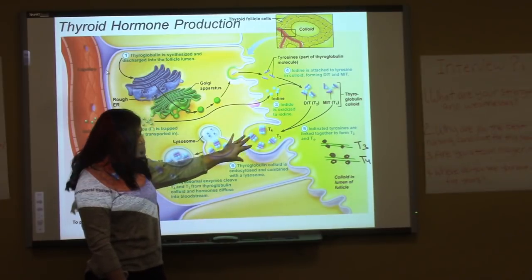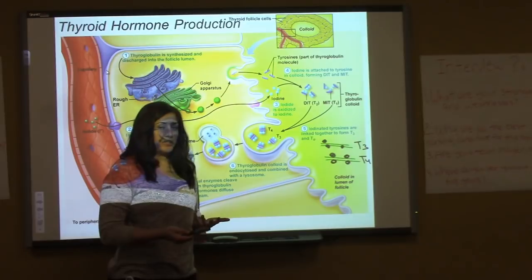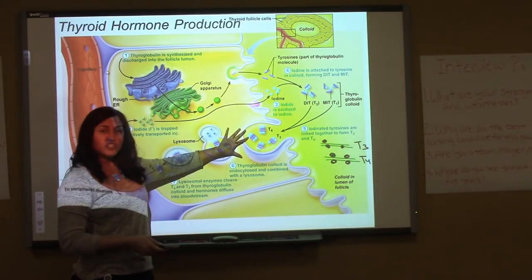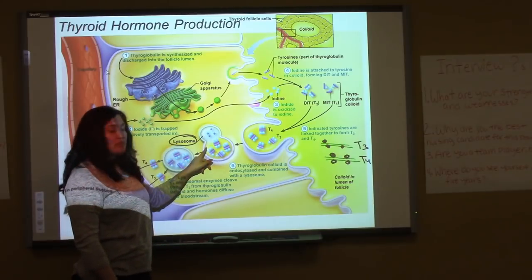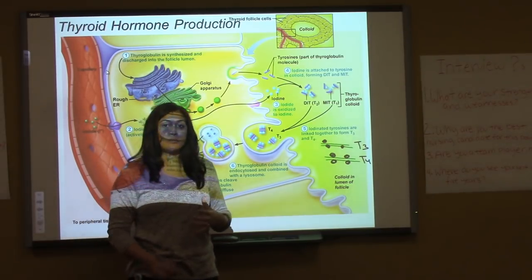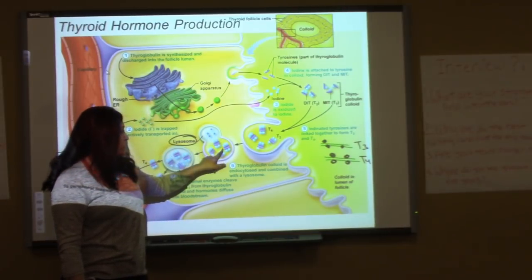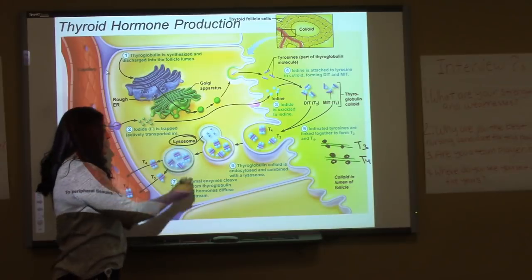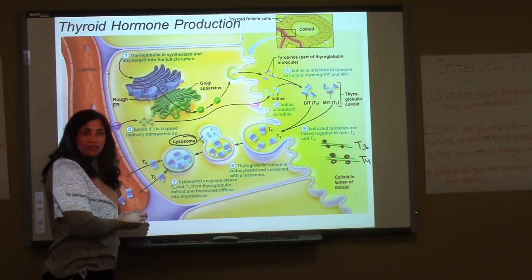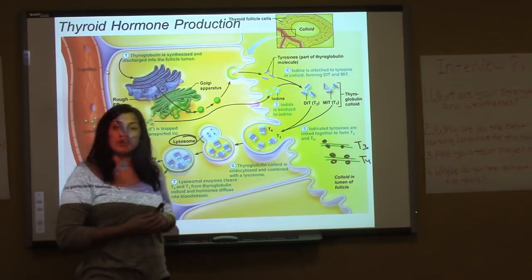Now, during the endocytosis, you actually brought along some colloid, and you do not want the colloid. So as soon as the vesicle enters the follicular cell, a lysosome fuses with the vesicle. And if you guys recall, lysosome is just filled with enzymes. So as soon as it fuses, it releases all of its enzymes, and these enzymes degrade the colloid. So now you can see there's no more colloid left. And now you just have a vesicle that is filled with T3, T4.